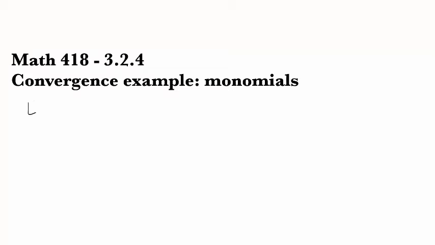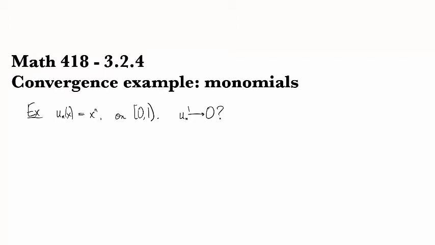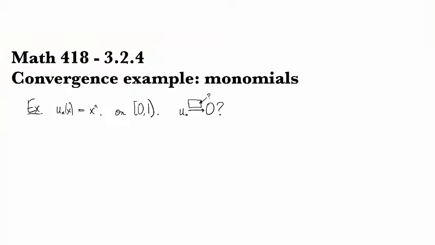We'll consider the example of the monomial functions. So here, un is going to be just x to the power n, and this will be defined on the interval from 0 to 1. And we'll look at this sequence of functions and ask the question of, does un converge to 0? And as I just said in the last video clip, it all depends on what mode of convergence we specify. So we'll look at the different types of ways that this sequence could possibly converge.